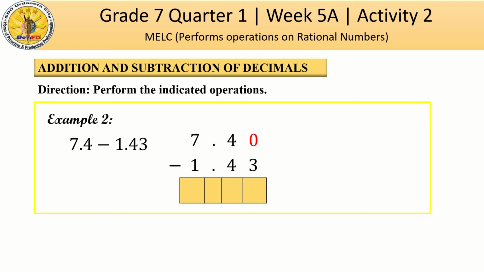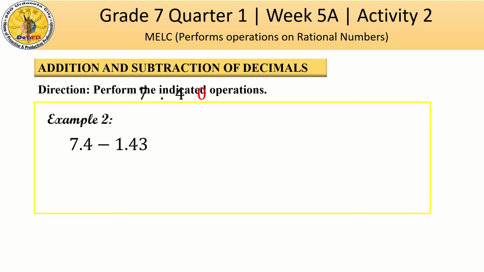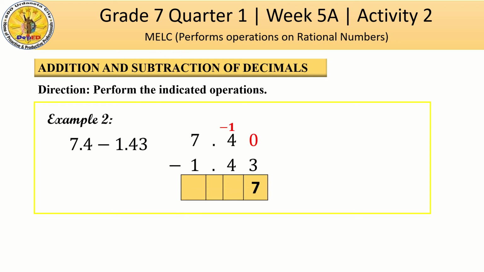Okay. So 0 carry 1. We borrowed 1 there to make it 10. So, 10 minus 3 is equal to 7. Since 1 na lang ang natira doon, minus 1 is 3.